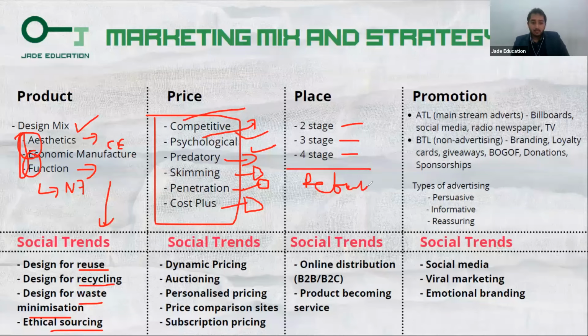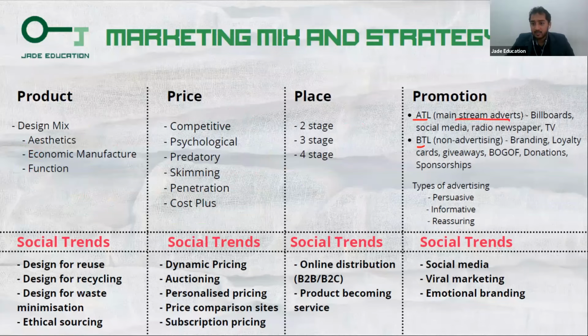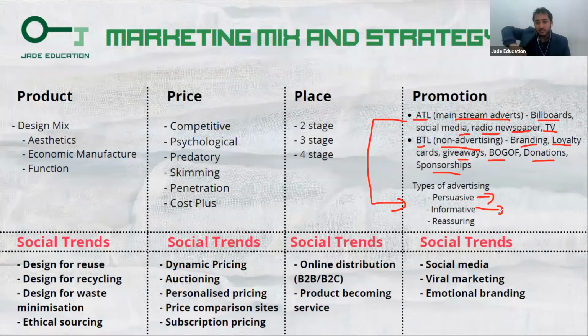Now, promotion, the final P. You have something called ATL and BTL, above the line and below the line. ATL is mainstream advertisements, billboards, social media, radio, newspaper, TV, those things. Anything that's advertising. BTL, below the line, non-advertising: branding, loyalty cards, giveaways, buy one get one free, donations, sponsorships, any of that. When it comes to advertising, there are three. Persuasive, you're persuading someone to come and buy it from you. Informative, just giving out information about the product, not really trying to drag the people in.